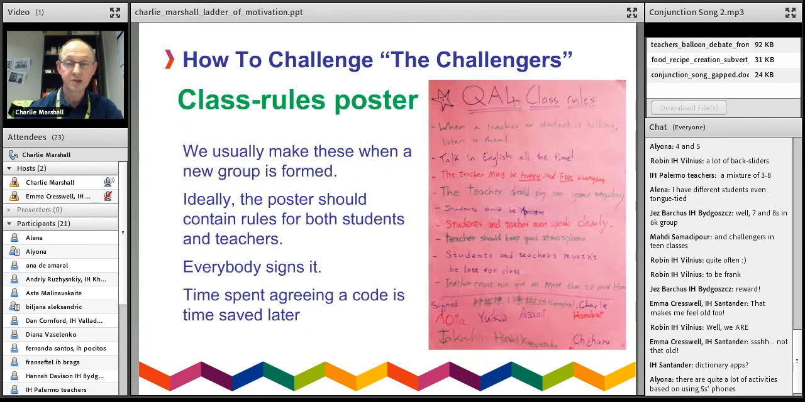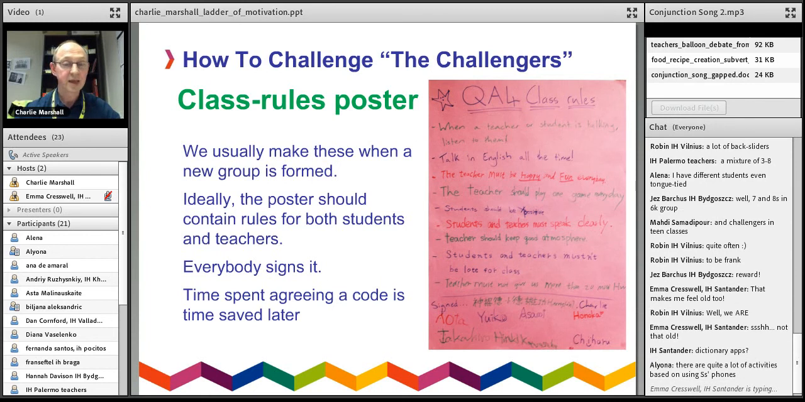This one is about 4 days old, 5 days old. This one is actually created by a Chinese group that we have in the school right now. And we make these posters right at the beginning of their time. And as you'll see down here, everybody signs it. And I think that the time spent agreeing on a code is more than made up for by the time you save later, because everybody has these rules that they all agree about.